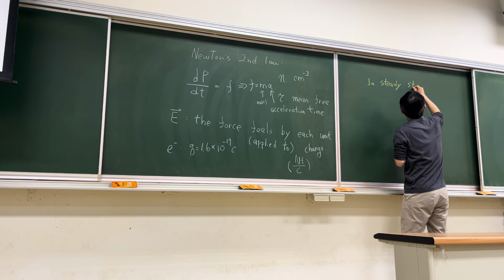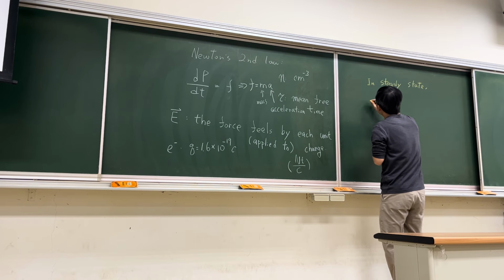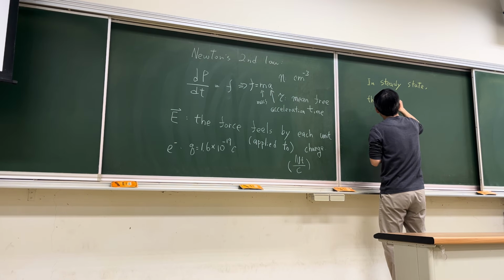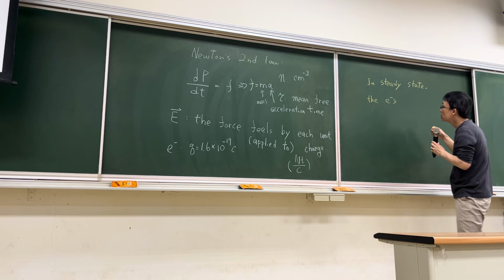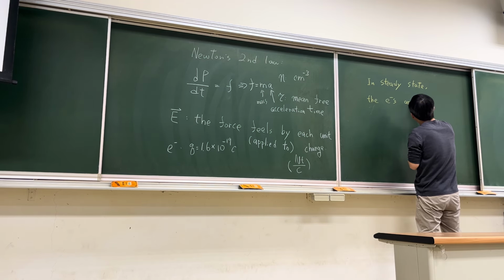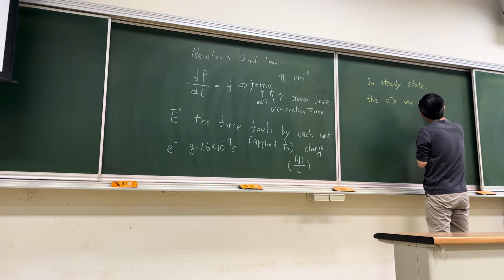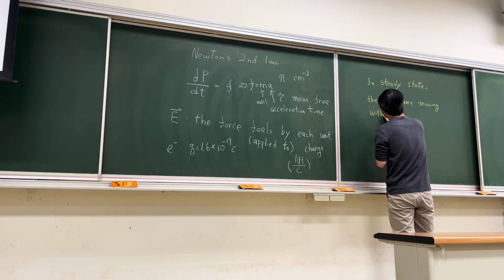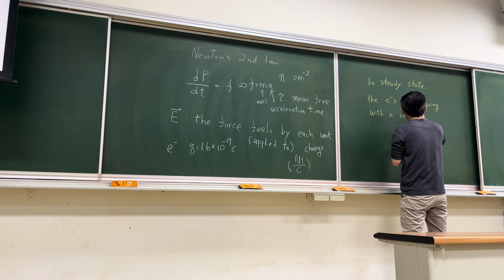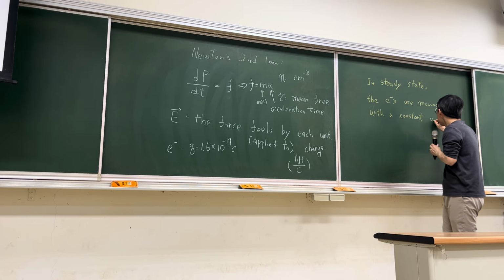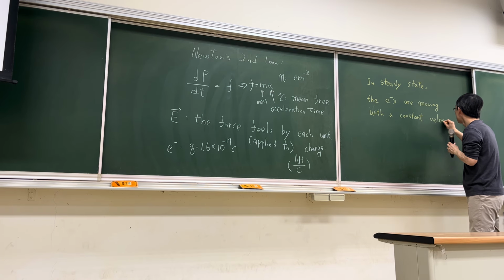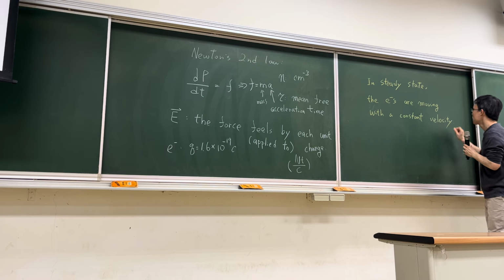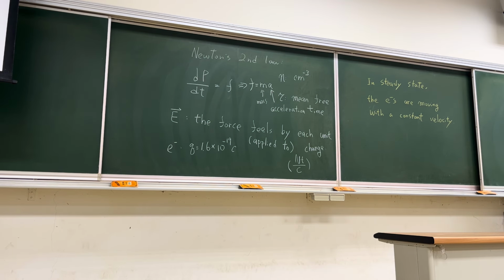In steady state, the currents, or the electrons, many electrons are moving with a constant velocity. How come the velocity will become a constant? It must happen when you reach balance, right?